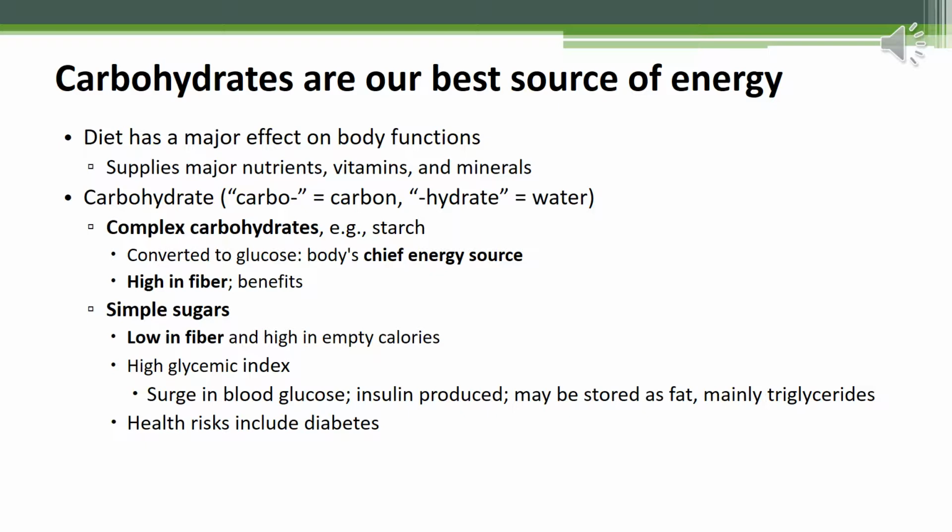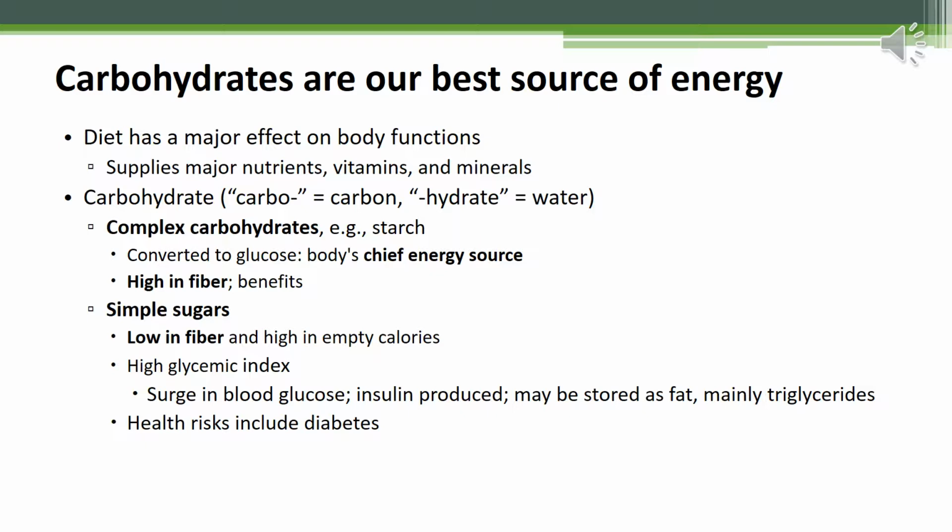Diet has a major effect on body functions, and that's because our diet is what supplies the major nutrients, vitamins, and minerals that we need to carry out our physiological processes. Now, carbohydrate can be broken down into carbo, which means carbon, and hydrate, which means water, and that's mostly because they're made up of carbons, hydrogens, and oxygens. There are several different kinds of complex carbohydrates, but our primary example is starch. And these carbohydrates can be converted to glucose, which is our body's chief energy source.